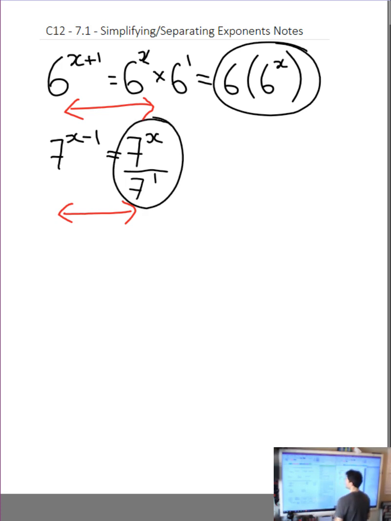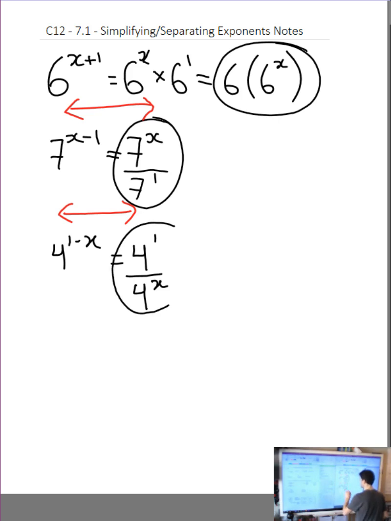Let's say I have something like 4 to the 1 minus x. Well, that 4, the 1 is a positive, so one that goes on the top. Now negative x is an exponent that will be going on the bottom. Interesting. How are we going to use that in the future? Not exactly sure. What if we have something like 3 to the 2x plus 1?